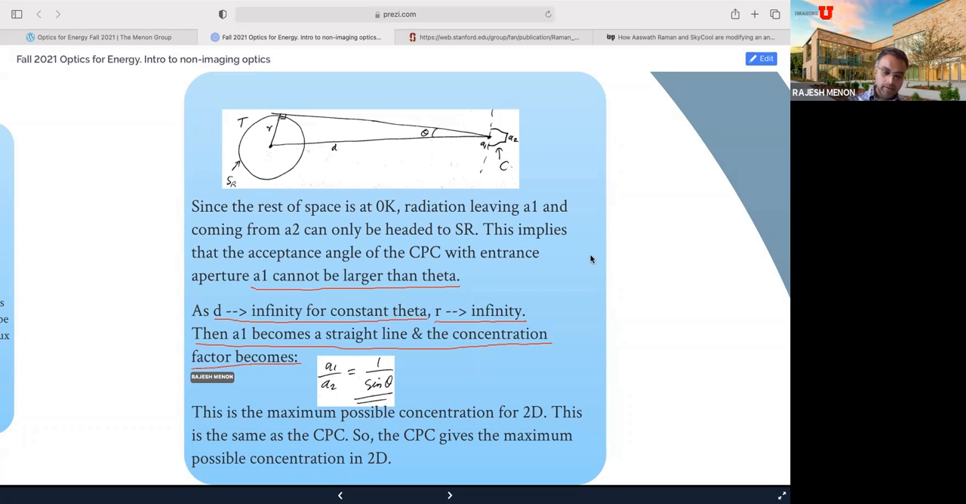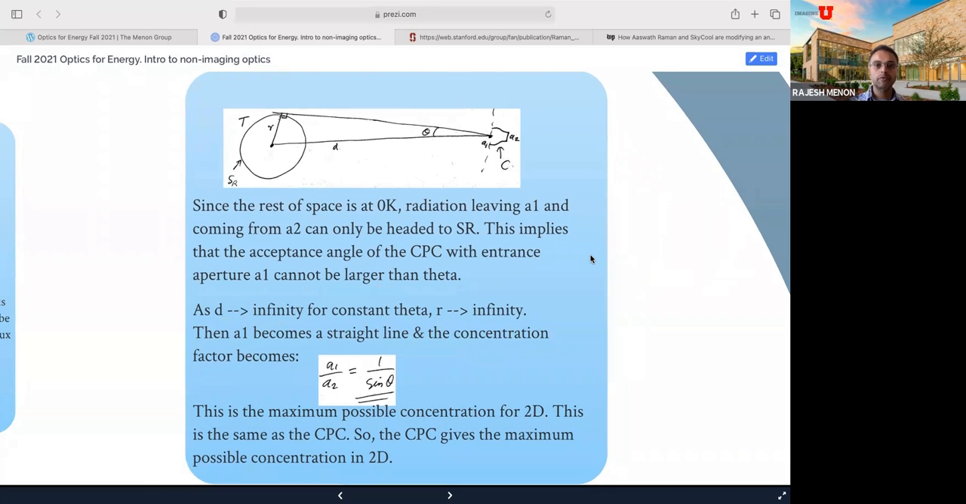Now, what does that mean? It's just a detail, not terribly important, but if we were to zoom in here, I told you this is a curve, so I'm going to exaggerate that curve. But if that D is very big, that curve essentially becomes flat. So the entrance aperture of the CPC becomes a line as opposed to a curve. That's all that's saying. Just a detail, not terribly critical for our purposes, but just for completion. Again, this is the maximum possible concentration for a 2D CPC. So the CPC gives the maximum concentration in 2D. Okay, so it's the same thing as I said before.